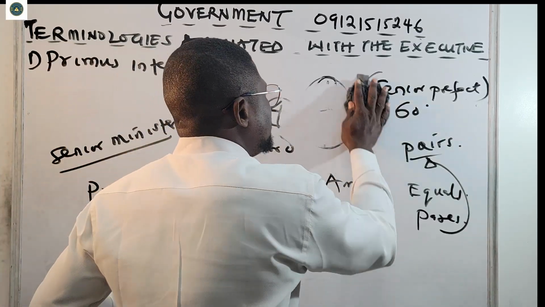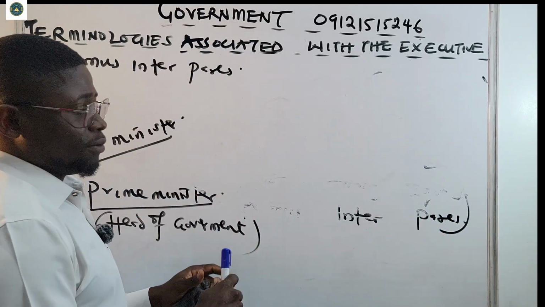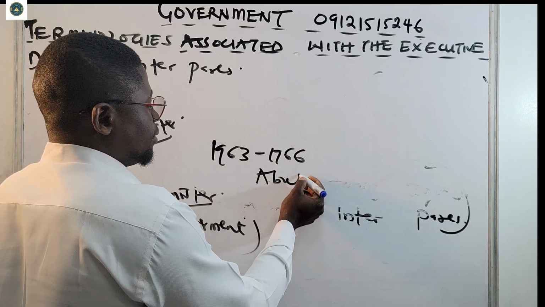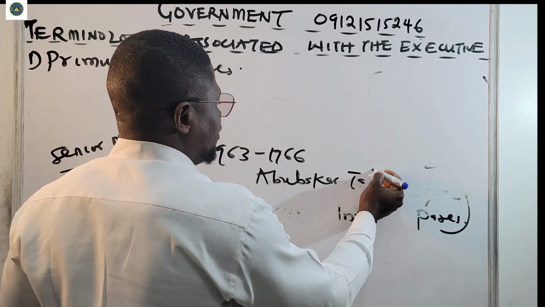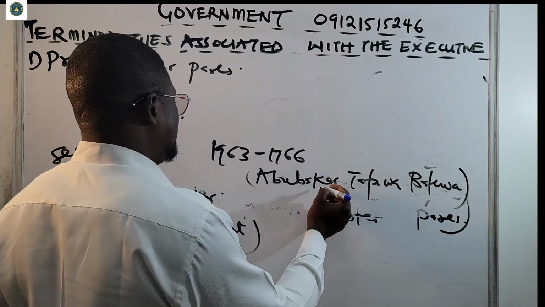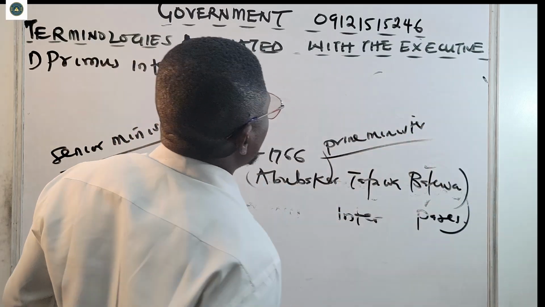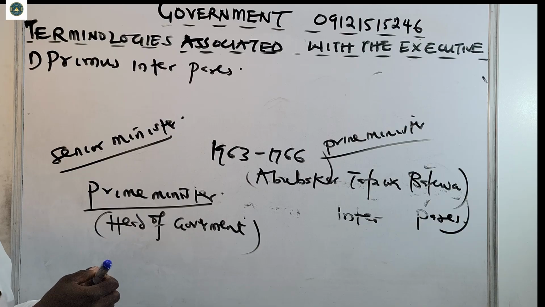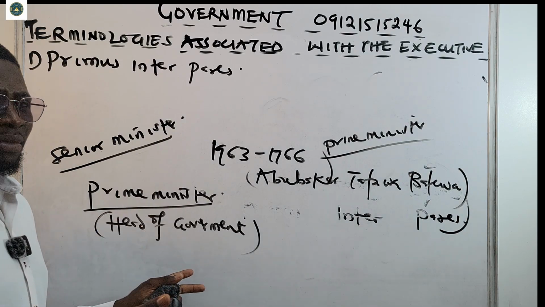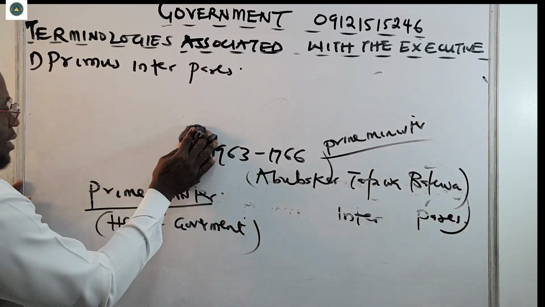In Nigeria, in the First Republic, from 1963 to 1966, Abubakar Tafawa Balewa was the prime minister. He was the head of cabinet. But of course, when it comes to meetings, there were other ministers, and all of them have equal say. That is what Primus inter pares is. Please take note of that.